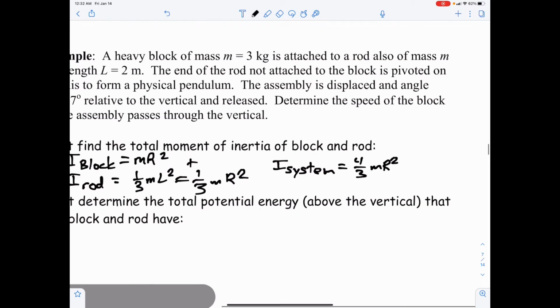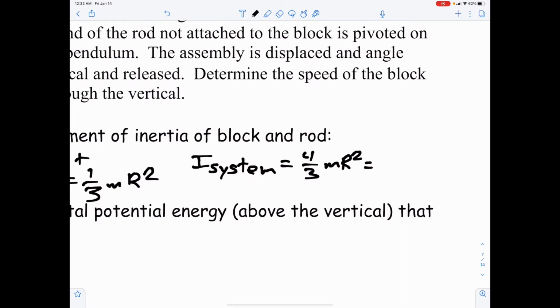And we can figure out what the numerical value is for later on, just to make the math a little easier when we get to it. 4/3, the mass was 3 kilograms, the radius was the length of the rod, which is 2 meters, and we have to square that. So that cancels. 2 squared is 4, times 4 would be 16, and the units are kilograms meter squared.